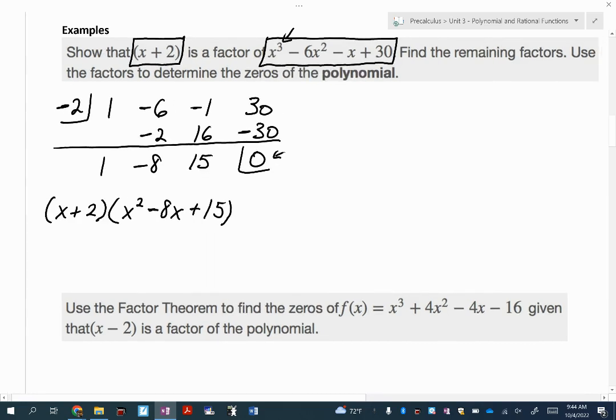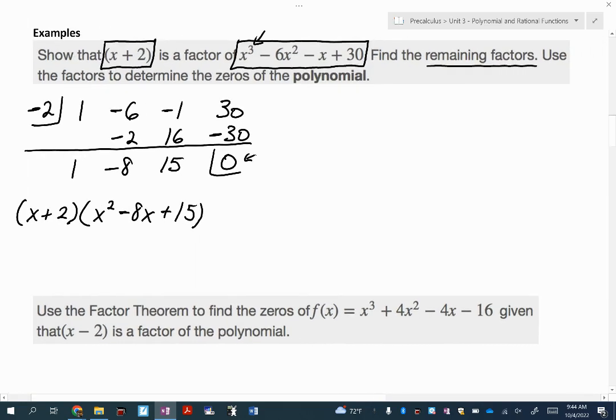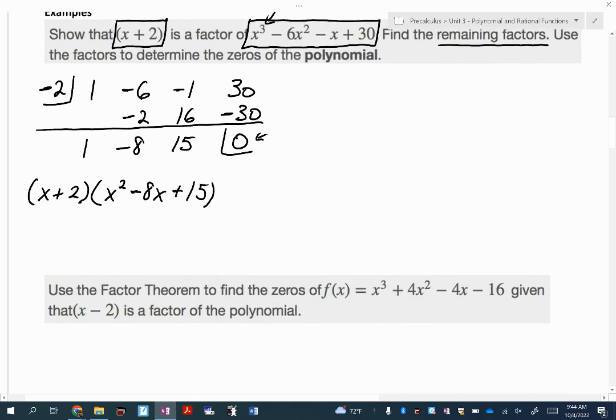Now if you wanted to keep going to find the remaining factors, since this is a quadratic, you would use our understanding from the last unit, where you're going to try to factor. If that doesn't work, complete the square. If that doesn't work, then use the quadratic formula.